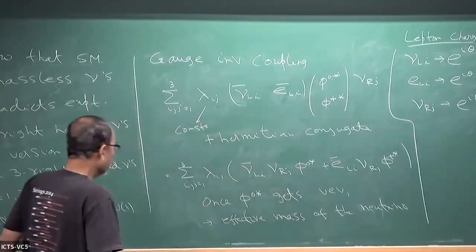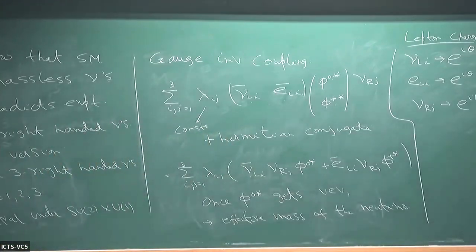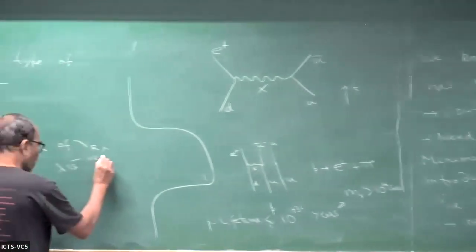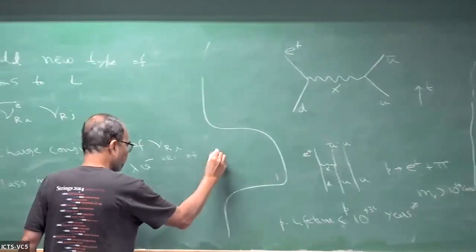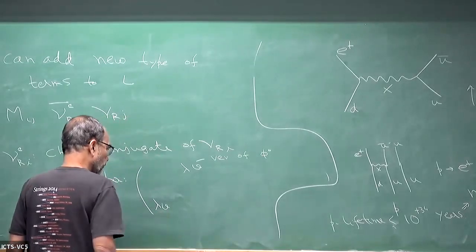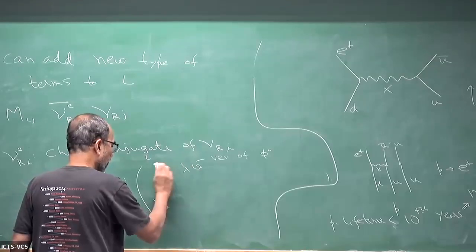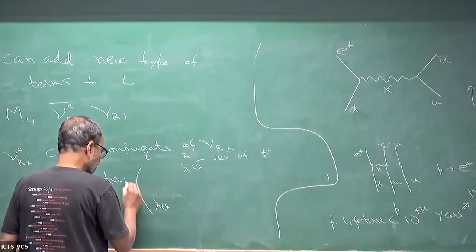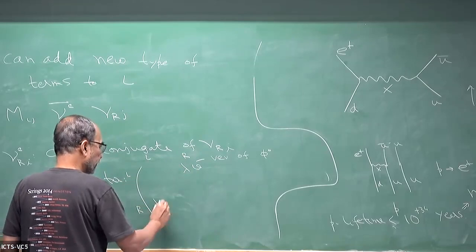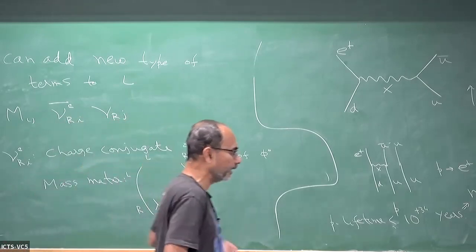So those cross terms, the mass matrix takes the form where these are lambda times V roughly, where V is the vacuum expectation value of phi naught. So this we are counting LR, so there is an LR coupling, that's why I have written it as an off diagonal term.